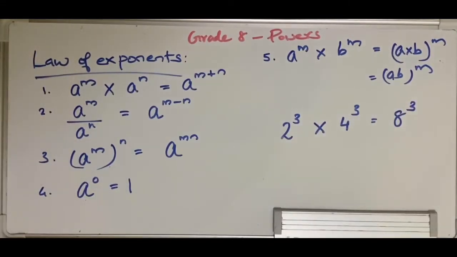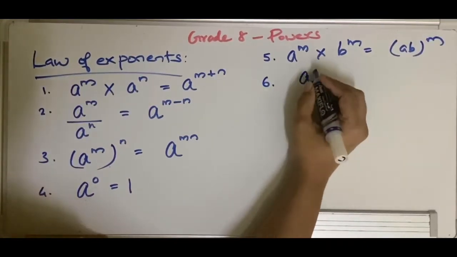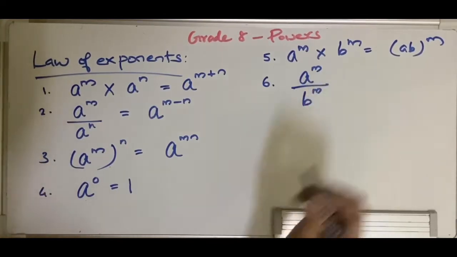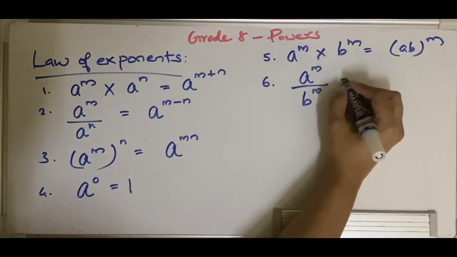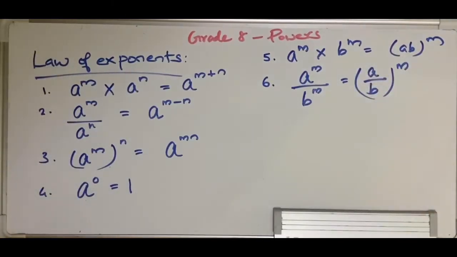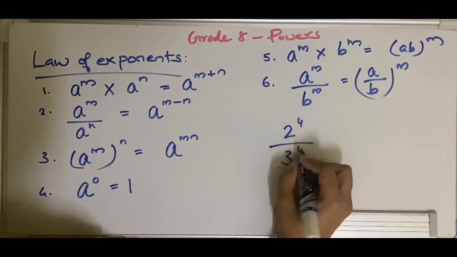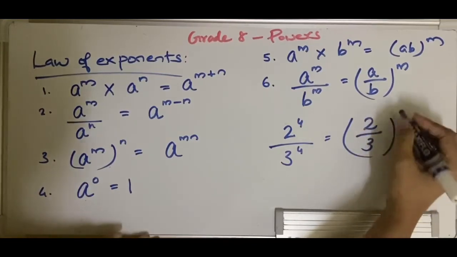So if you have different base numbers but the same power, you can just do the operation on the base numbers and write the same power. Clear? Similarly, if we have different base numbers with the same power and the question is about division, a raised to m divided by b raised to m simply means a divided by b whole raised to m. Clear? So if you had 2 raised to 4 divided by 3 raised to 4, you can simply write this as 2 by 3 whole raised to 4.